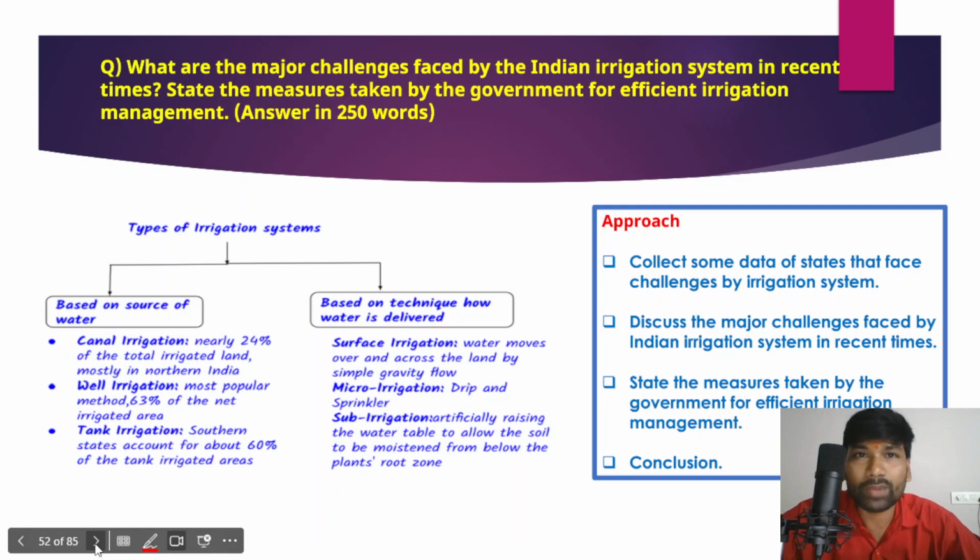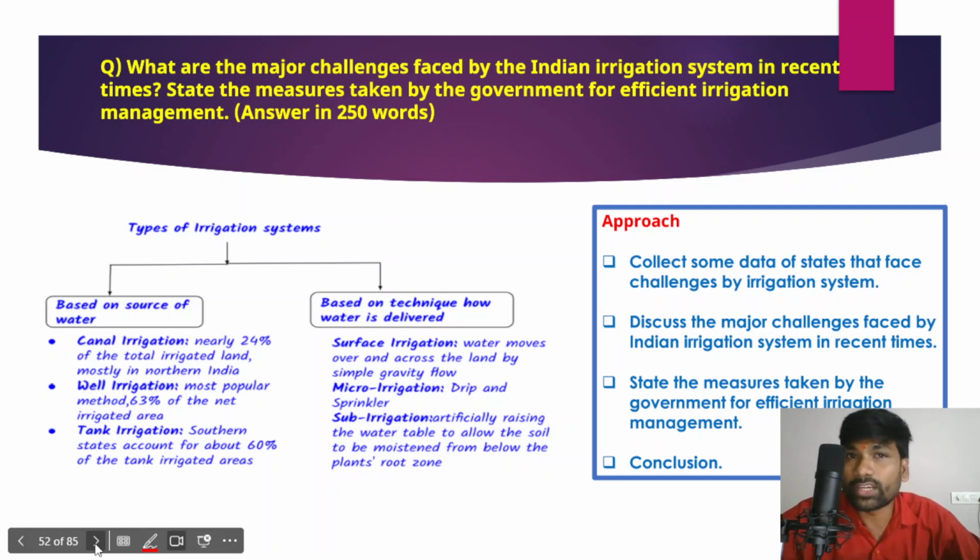So in the first part of the answer, you need to write the major challenges faced by the Indian irrigation system in recent times, and in the second part of the answer you need to write the measures which are already taken by the government of India for the efficient irrigation management. Now I hope you knew some content about this particular question.